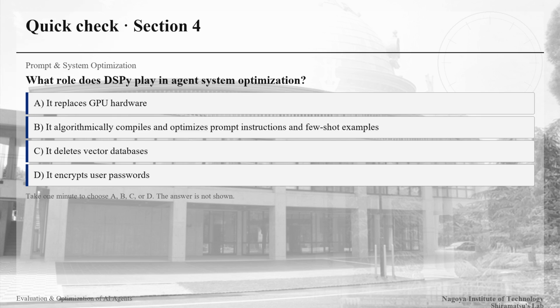What role does DSPy play in agent system optimization? Choose A, B, C, or D. Take 1 minute to think, then choose A, B, C, or D. The correct answer is not shown.